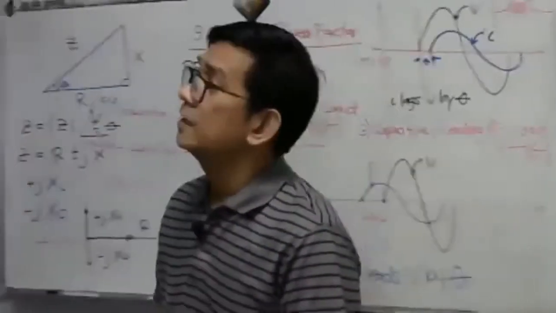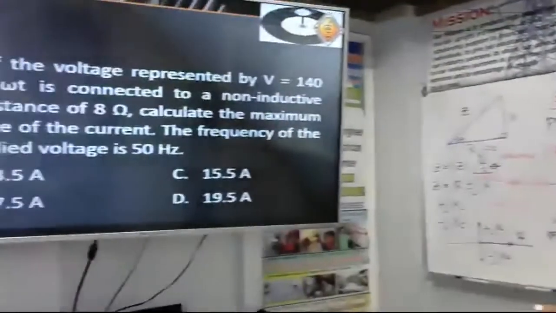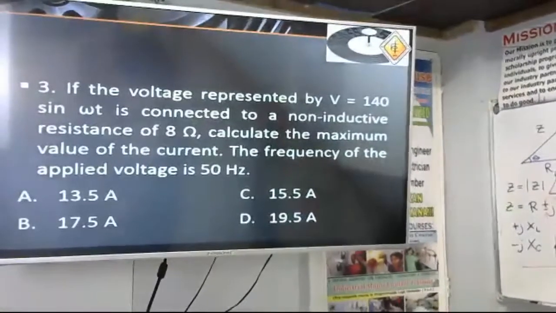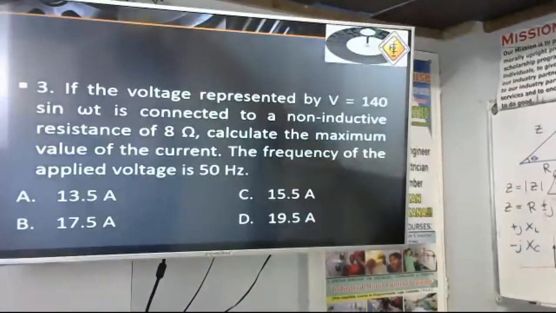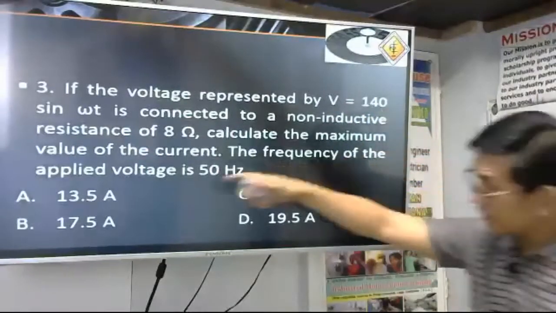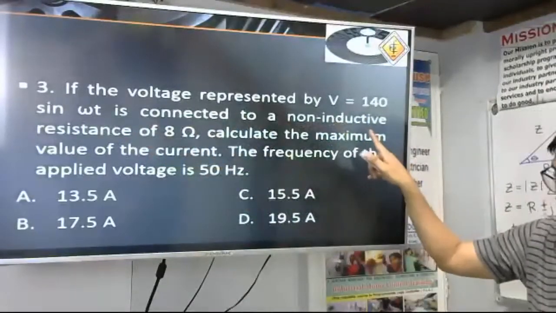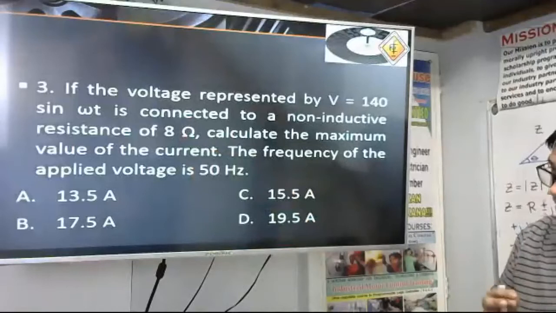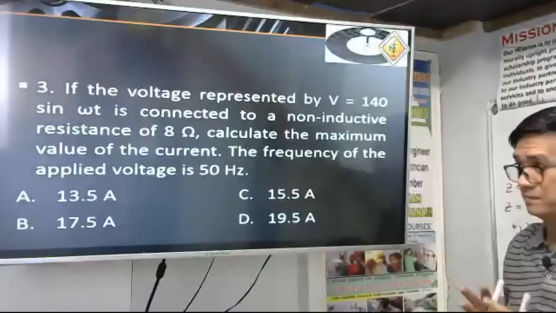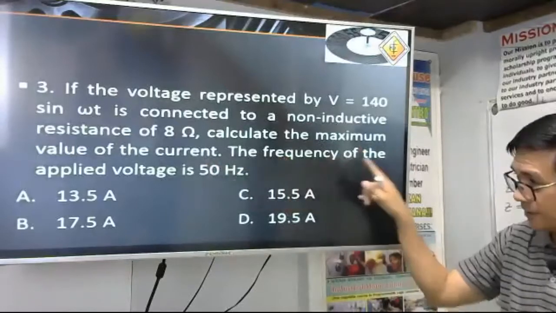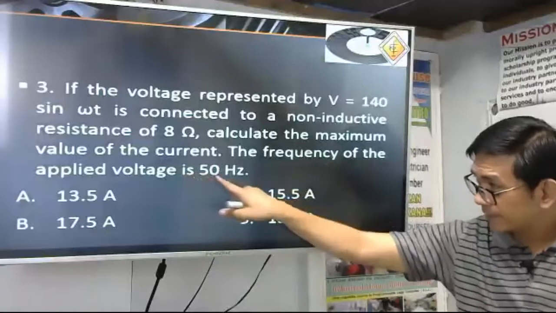So let us consider this. Take a look here for problem number 3. Let us solve problem number 3. If the voltage represented by B is equal to 140 sine omega t is connected to a non-inductive resistance of 8 ohms, meaning this is purely resistive, calculate the maximum value of the current. The frequency of the applied voltage is 50 hertz.